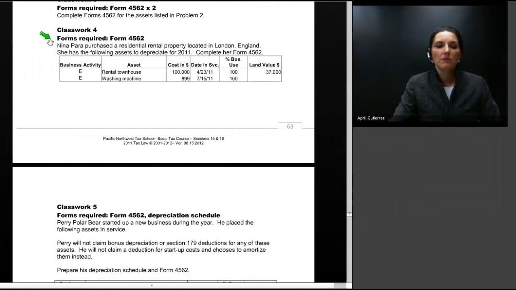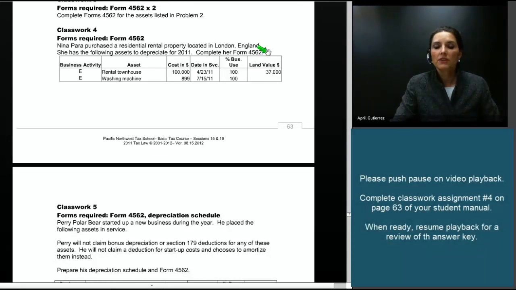Under Classwork assignment number 4, we have a character named Nina Para. She purchased a residential rental property located in London, England. She has the following assets to depreciate for 2011. Complete her Form 4562. You can see that we have a rental property, we have a rental townhouse, and we have a washing machine placed in service inside that business activity of a Schedule E. Her business use percentage on both those assets is 100%. Her land value on the rental townhouse is $57,000.